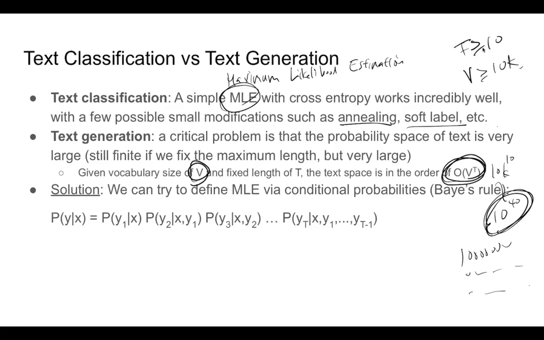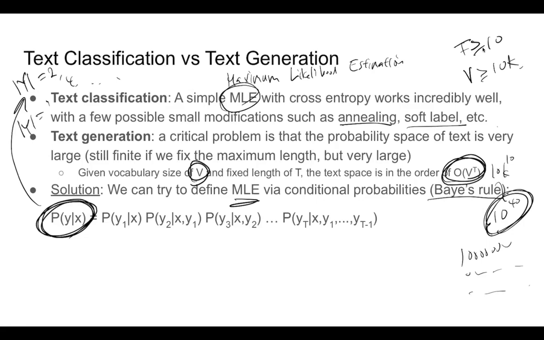So what we often do is define MLE via multiplication of conditional probabilities. We basically use Bayes' rule. So if you want to define P of Y given X, this was not bad for classification because the cardinality of the output is only like 2, 4, etc. But here, the cardinality of the output will be like 10 to the power of 40, the entire output space. That's why we cannot really model this probability distribution. So instead, we model this as conditional probabilities of consecutive words. You first measure, given X, the probability of the first word. And then you measure, given X and the first word, the probability of Y2. And you basically continue doing that until the last token, YT given X and Y1 to T minus one.